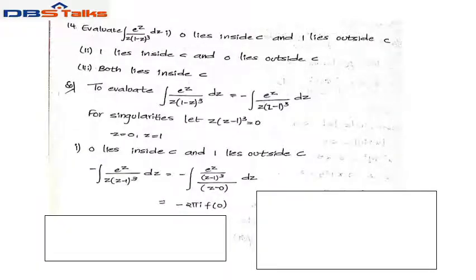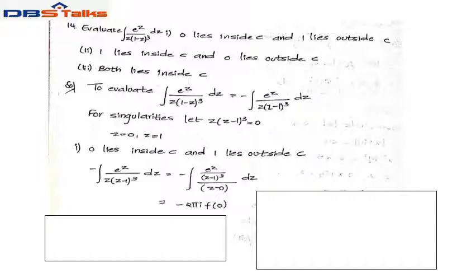Solution: to evaluate the integral of e power z by z into (1 minus z) whole cube dz, we have to write the denominator 1 minus z as z minus 1. So we take the multiple of minus, the integral of e power z by z into (z minus 1) whole cube dz. In this integral we have to find the singularities. Let z into (z minus 1) whole cube equal to 0. So z equal to 0 and z equal to 1 are singularities.